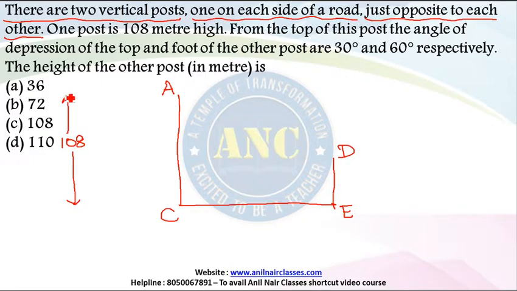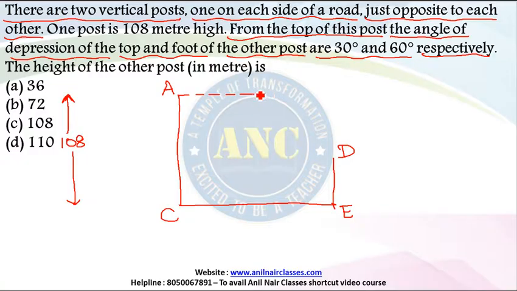We know how to solve it. I will find according to my assumption or according to ratio, then I will convert according to the question. That is what we have been doing for the last few problems. From the top of this post, the angle of depression of the top and foot of the other post are 30 and 60 degrees respectively. That means there is a horizontal line which I will draw here, at the top of this post. Why will I draw this horizontal line?